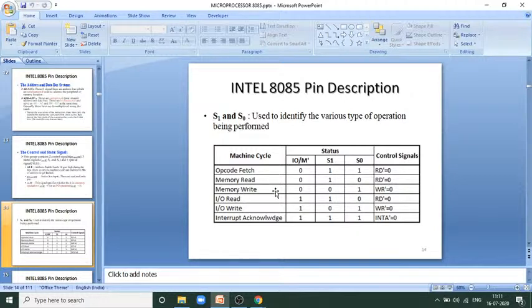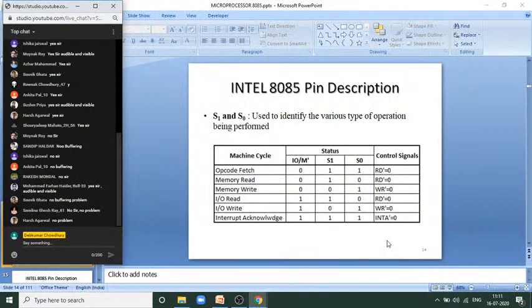Memory write. What is memory write? When the microprocessor is transmitting some data into the memory, then the memory write operation is performed. It is performed when the value of the status signals is 001. Which control signal is used for memory write? WR bar, because it's for writing.